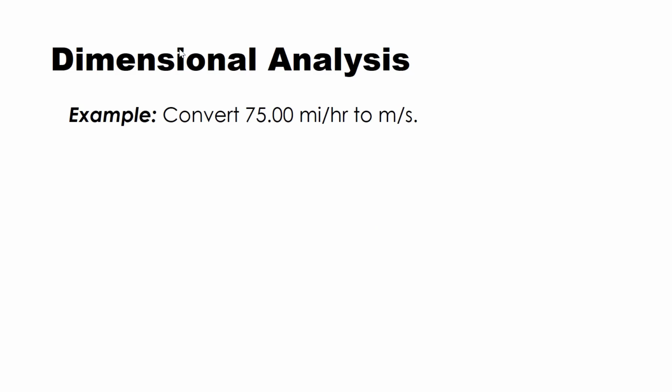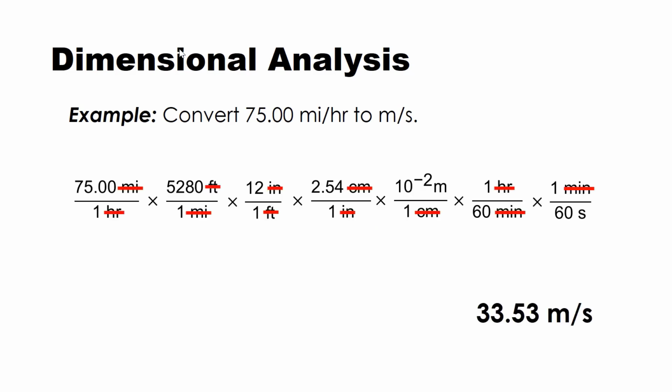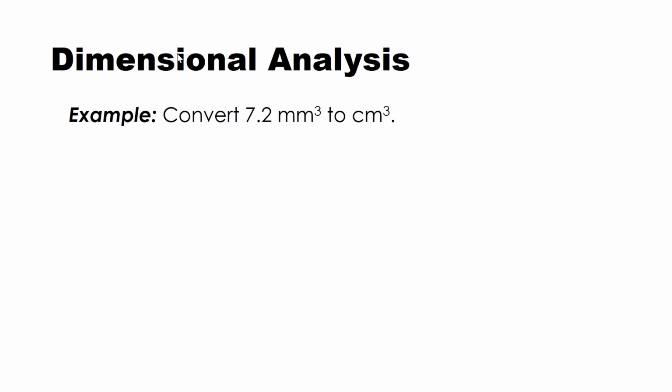Okay, welcome back. Let's see if you have it set up right and if you got the right answer. There's all your conversion factors, making sure all your units cancel. So the only units left should be meters in the numerator and seconds in the denominator. Our original measurement had 4 sig figs, so you should give me an answer to 4 sig figs, 33.53 meters per second.